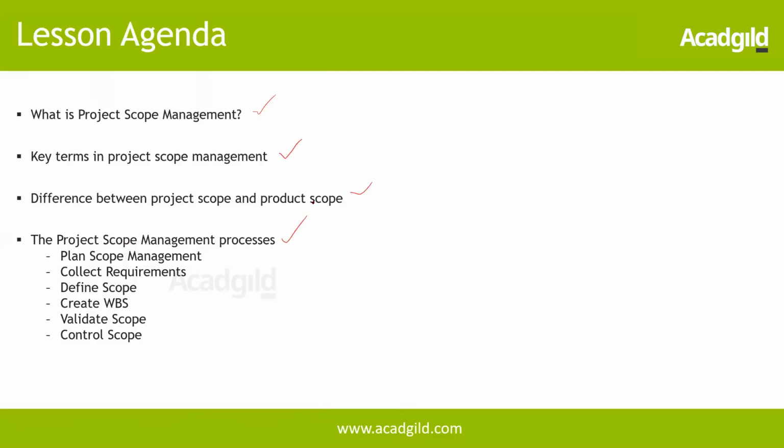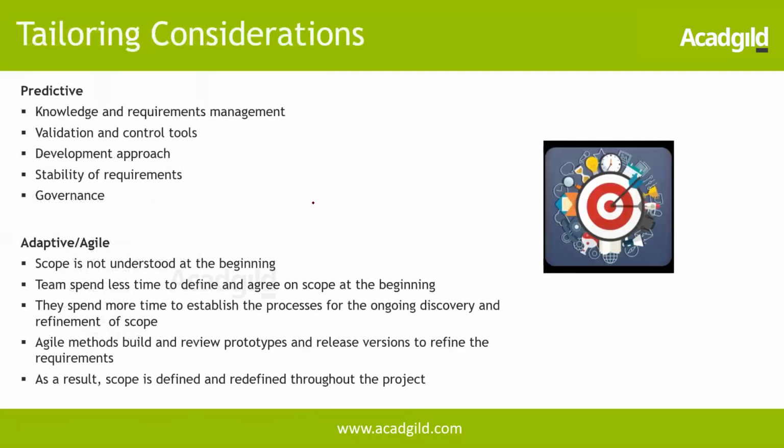So we have 6 processes here. The first 4 processes, from plan scope management to create WBS, are part of the planning process group, and validate and control scope is part of your monitoring and controlling process group. So in the 6th edition, there are a few things that are given with respect to Agile. Agile is being introduced a little bit here.